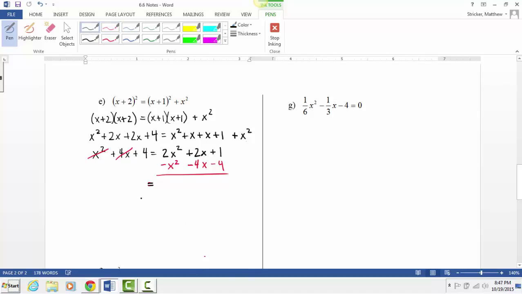And so since we moved everything over, the left side is set equal to 0. 2x squared minus 1x squared is x squared. 2x minus 4x is minus 2x. 1 minus 4 is negative 3. And you could go ahead and solve from there. I'm going to leave that up to you.